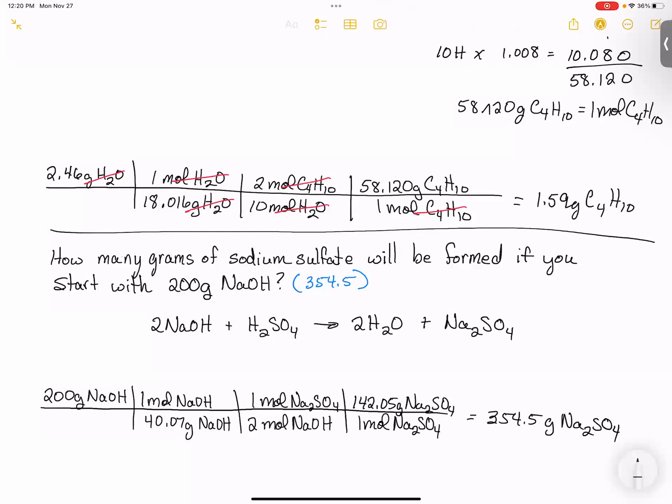Now, when you perform the math, you get 354.5. Now, folks, your numbers may be a touch different than mine. As previously mentioned, it is dependent upon the periodic table that you have. But it should be right around that 355 mark. Might be slightly higher than 355, slightly lower than 355, but it should be right around the 355 mark.